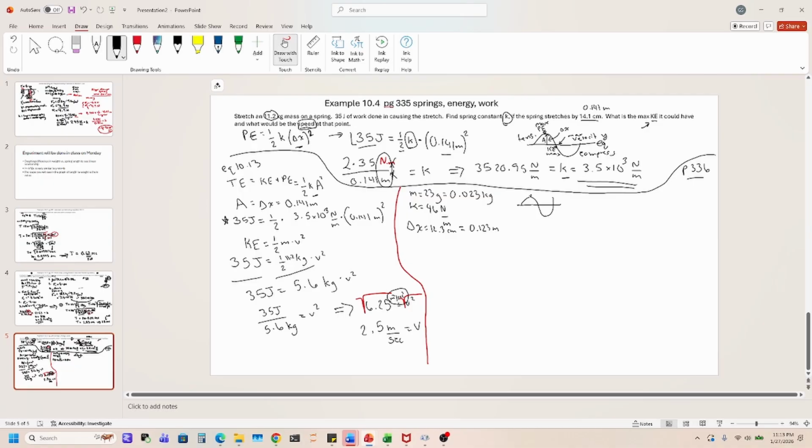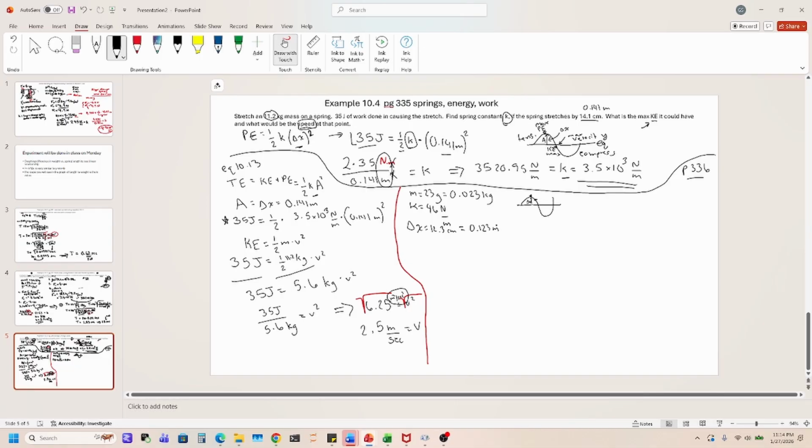We start off here. This is where our 0.123 meters would be for our delta x. So right there, this is our delta x. It's also the same as an A. And then here we have to find a point that's like 8 centimeters away from the equilibrium.